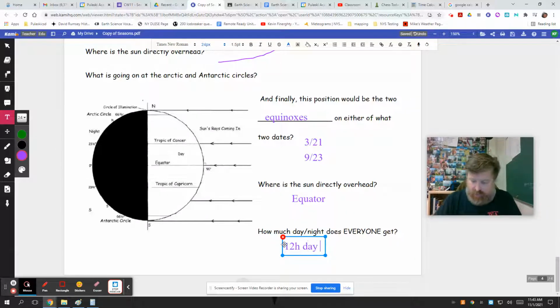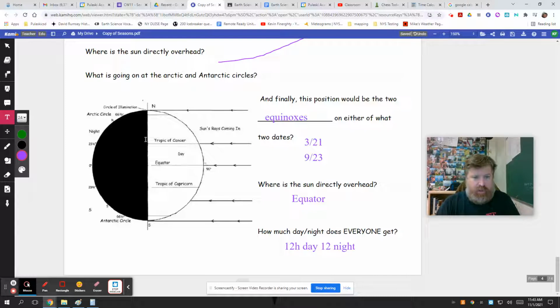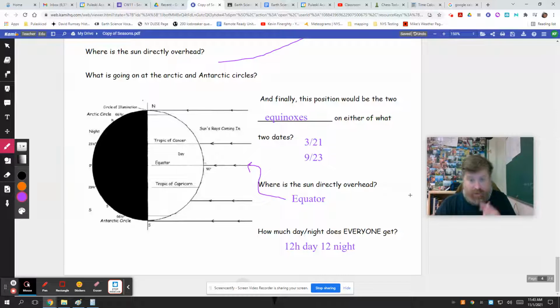12-hour day, 12-hour nights. If you do remember, that's a tiny bit of a fib that our science teachers tell, but really it's close enough that we're good. If you're Santa, half, half. If you're us, half, half. Equator, half, half, and so on. Everybody gets half lit, half dark. That's what the equinox is. And the sun is directly overhead, giving people no shadows at solar noon at the equator.